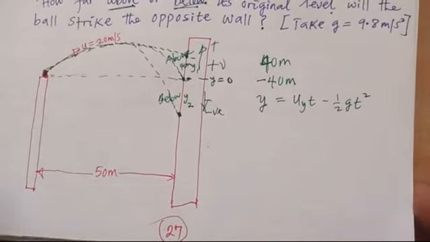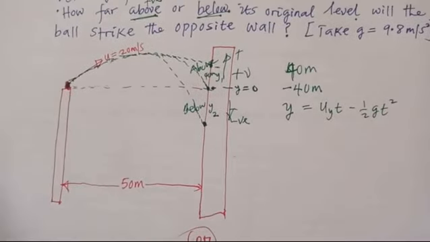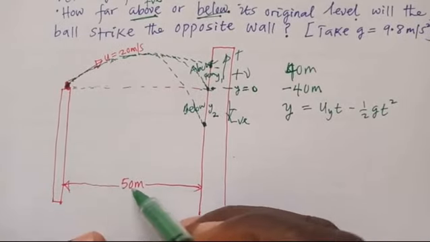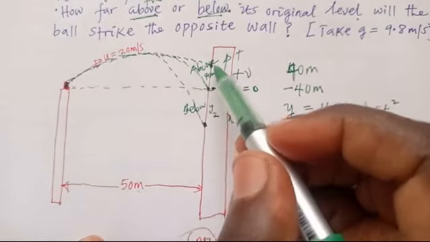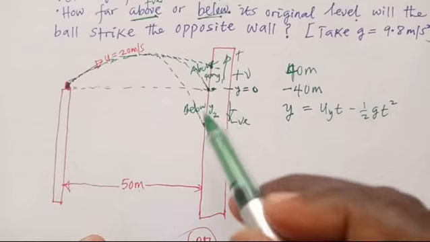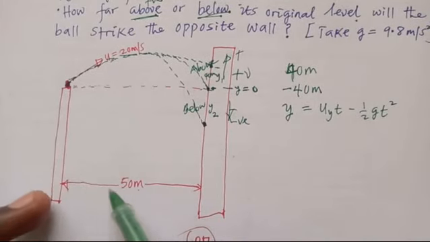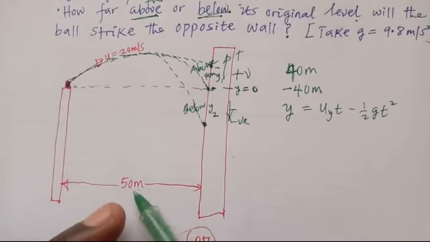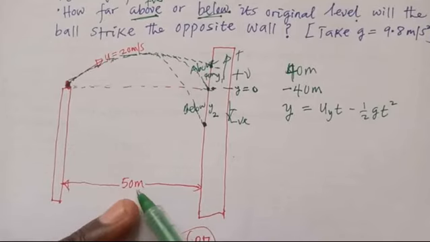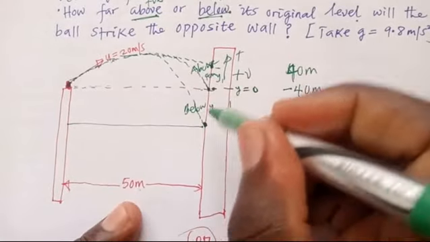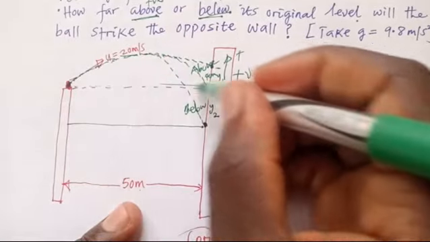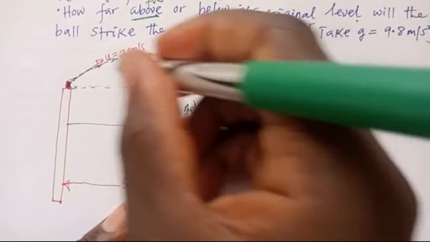So how do I get my t? I will now come back to this range, because if it has reached here, whether it strikes here, or here, or here, the horizontal distance, the range, is still 50 meters as given. Whether it strikes here, you see the distance remains 50. If it strikes here, it remains 50. If it strikes here, it's still 50.